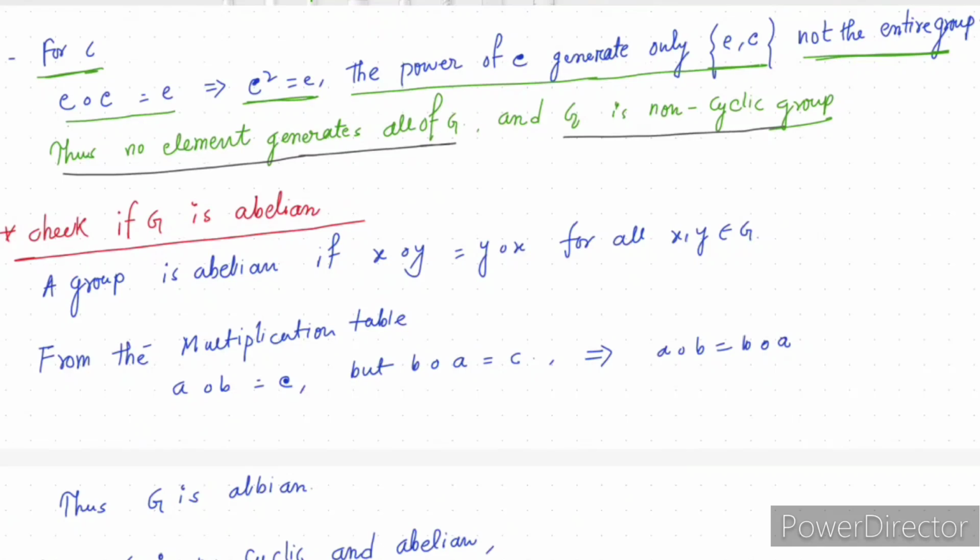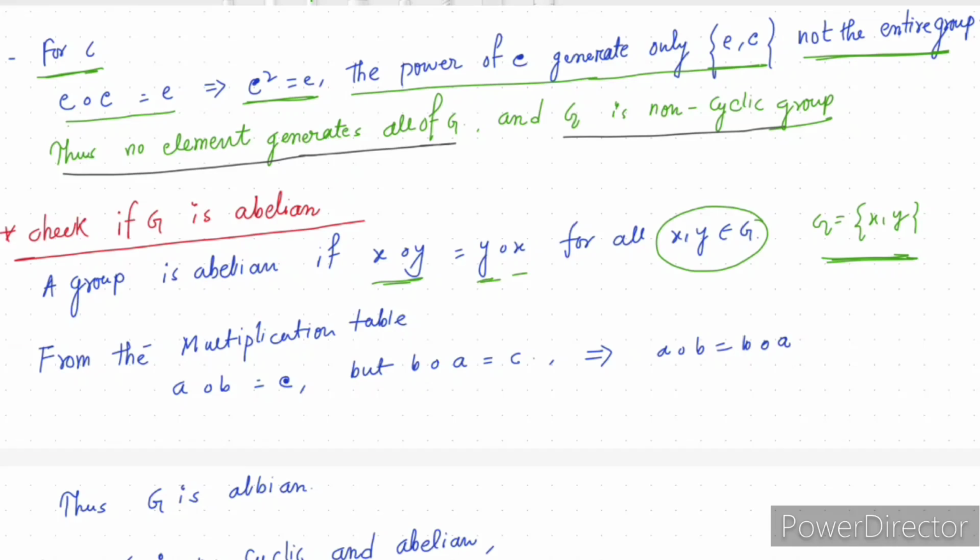A group is abelian if x multiplied with y and y multiplied with x are the same for all x and y, where x and y are from a group. एक ग्रुप है, इस ग्रुप के अंदर this is the group and this group consists of two elements x and y, and if we multiply x with y and get the same value as when y is multiplied with x, then this group is called an abelian group.